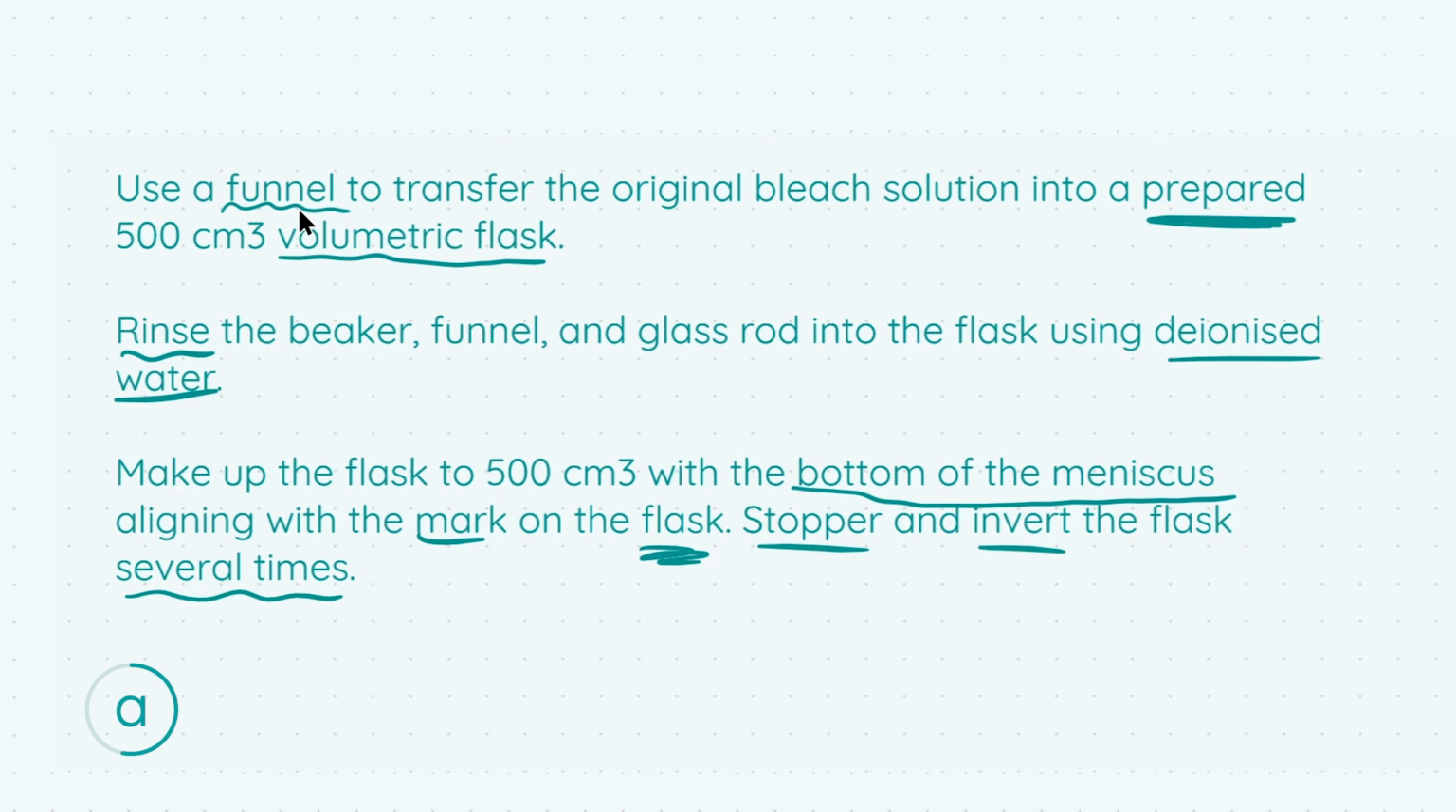This question was worth a total of 9 marks, and the breakdown goes as follows. This first line, you got 3 marks for writing it down, making sure to say that you use a funnel to transfer the original bleach into a correctly prepared 500 centimeters cube volumetric flask.